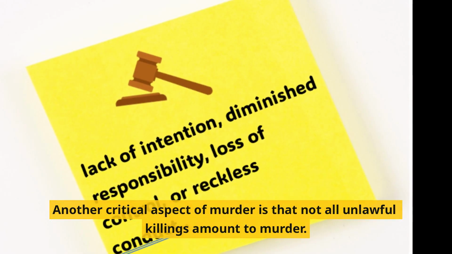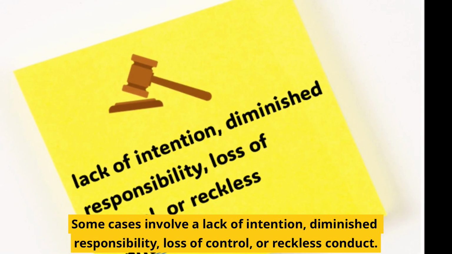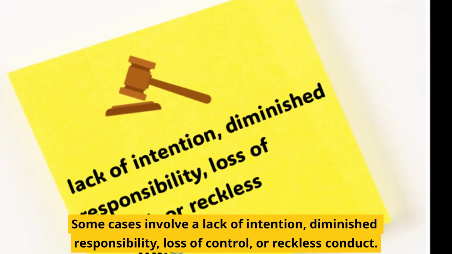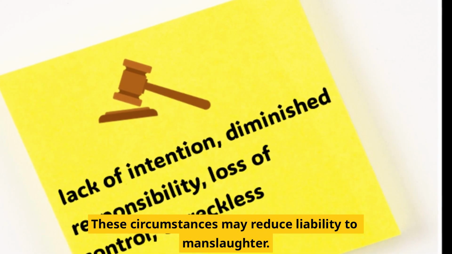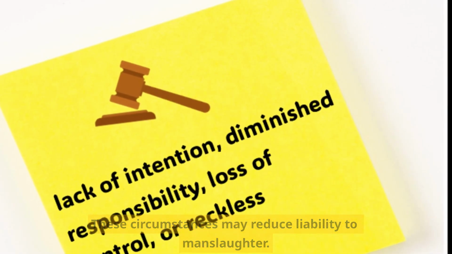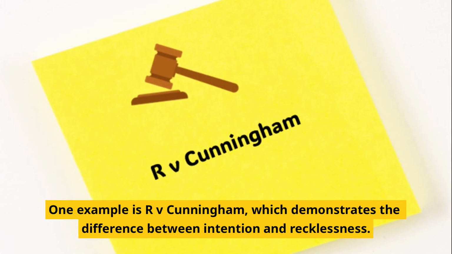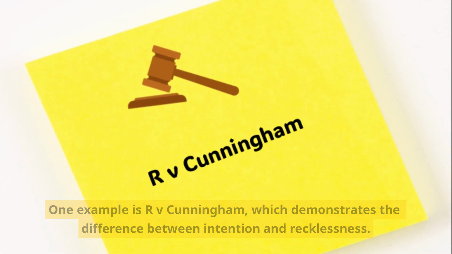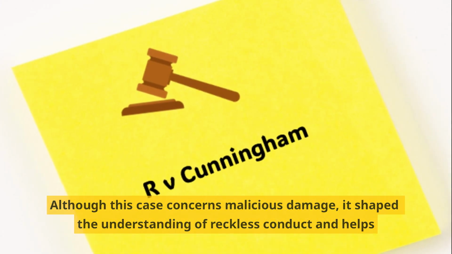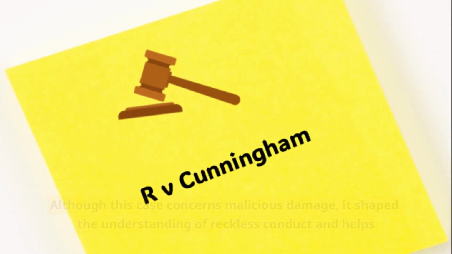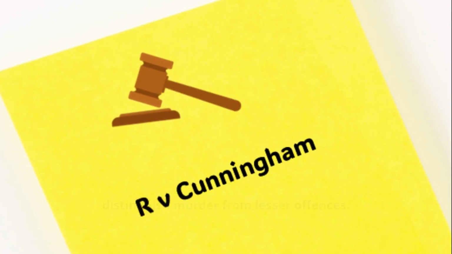Another critical aspect of murder is that not all unlawful killings amount to murder. Some cases involve a lack of intention, diminished responsibility, loss of control, or reckless conduct. These circumstances may reduce liability to manslaughter. One example is R versus Cunningham, which demonstrates the difference between intention and recklessness. Although this case concerns malicious damage, it shaped the understanding of reckless conduct and helps distinguish murder from lesser offenses.